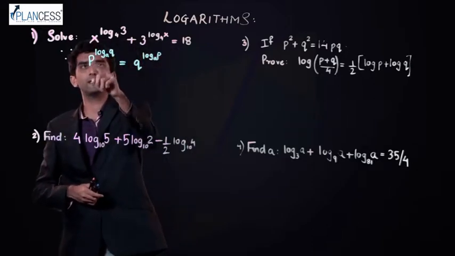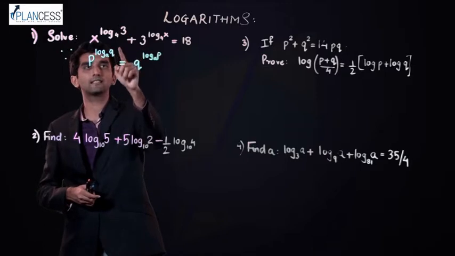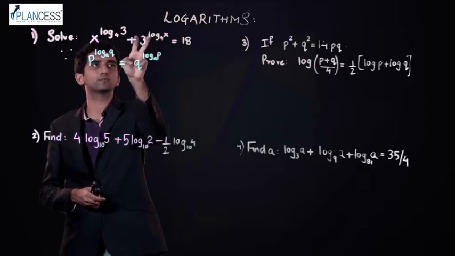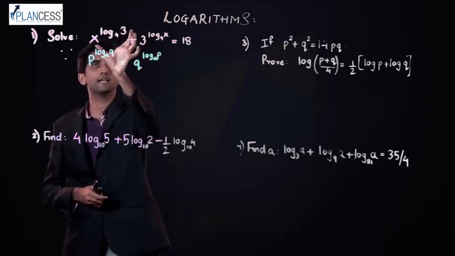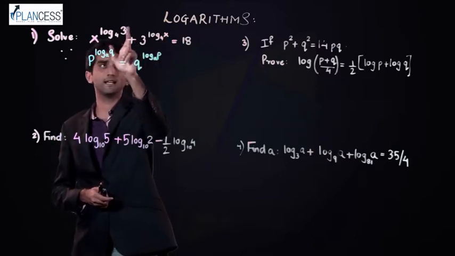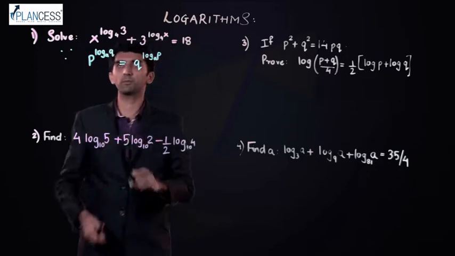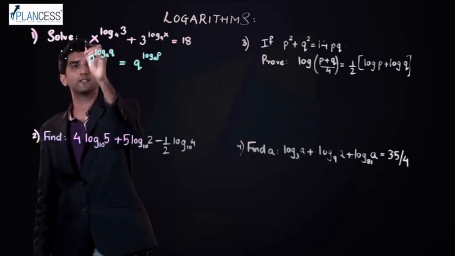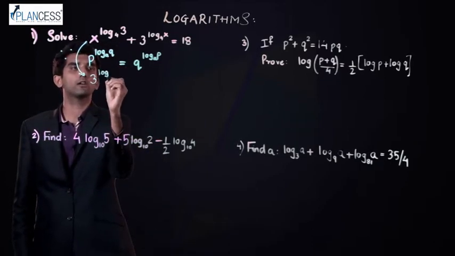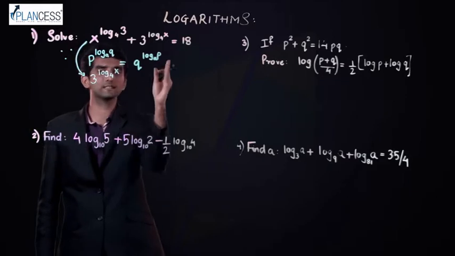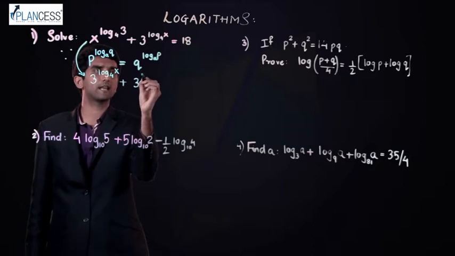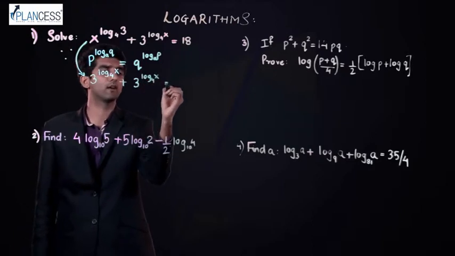So if I treat p as x, and q as 3, you would notice that the base 4 is there in both these entities. Both these entities have the same base 4. It's just that these two things are interchanged, right? 3 comes here and x goes there. Using this property, the first entity can be written as 3 raised to log x to the base 4, and you would notice that this is absolutely the same entity as the second one.